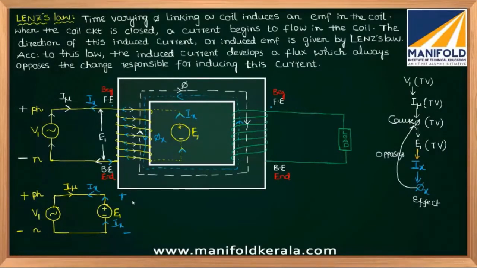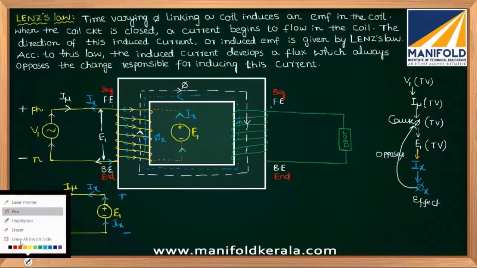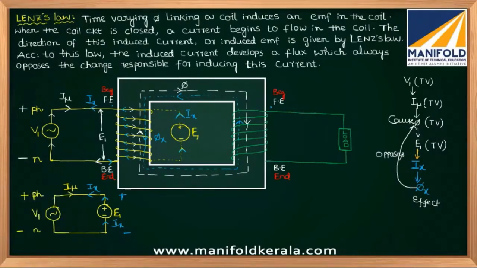Okay. Now tell me, in the primary side, what is the relation you are going to write between V1 and E1? I'm asking between V1 and E1. I'm just going to write one thing. Tell me, is it correct or not? V1 bar equals E1 bar. Can I write V1 bar equals E1 bar?